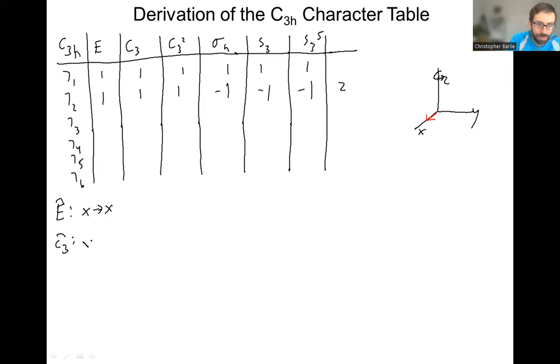C3, x is going to go to what? Something complicated. Why is that? If we do a 120-degree rotation, it's going to spin like this, right? Spinning a C3 that way along the z, x vector is going to go in here. It's going to go into some linear combination of x and y. We have to use our rotation matrix to describe this.